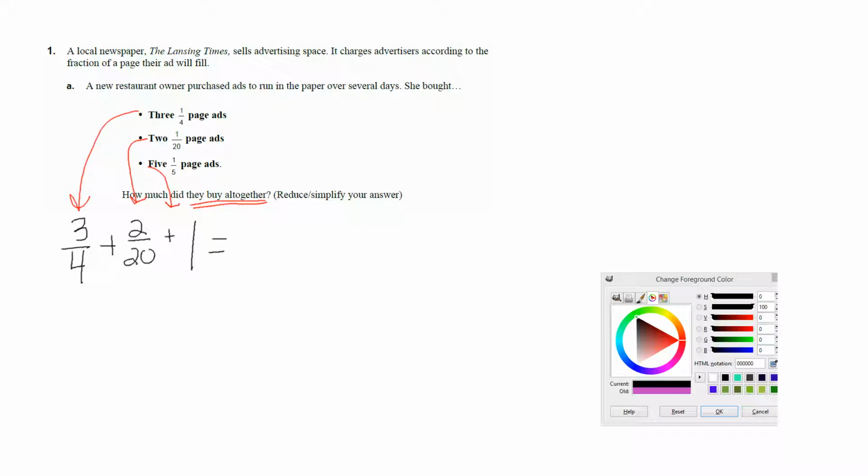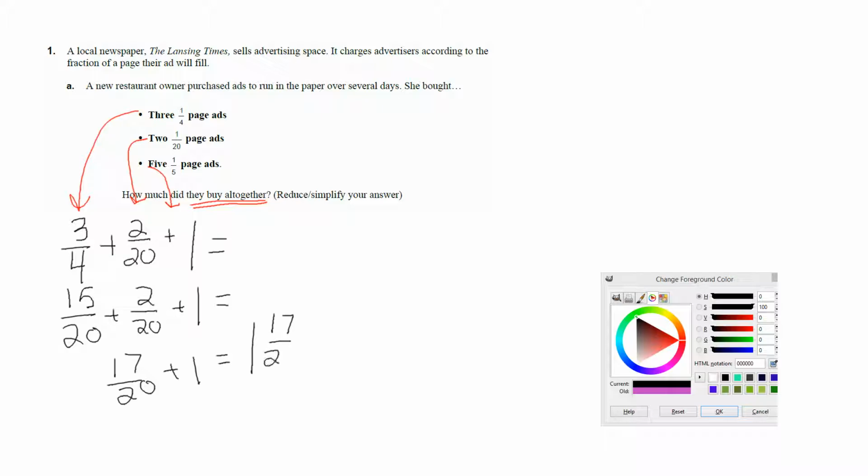We need to find common denominators. I'm going to use 20. I'm just going to leave the 1 as a 1 though. Just don't forget about it. All right, the 2/20ths is going to stay as 2/20ths times 5/5. That's going to be 15. I've got 17/20ths plus 1 equals 1 and 17/20th pages. And that is the answer to the first problem. Let's move on.